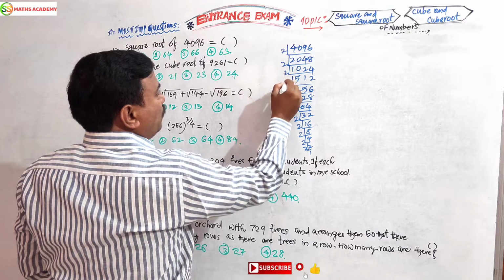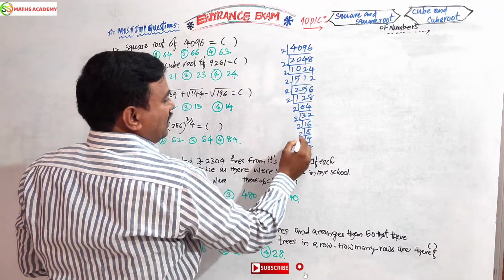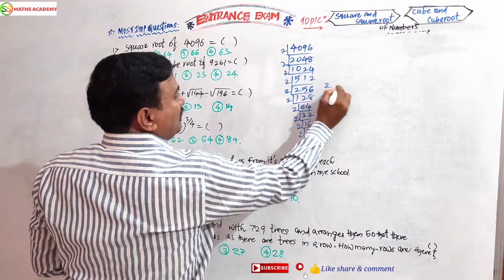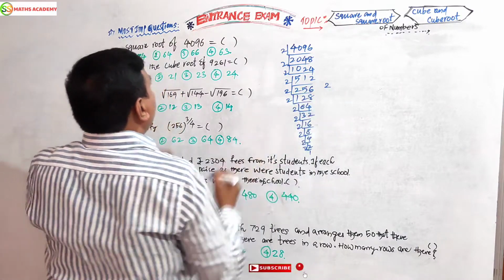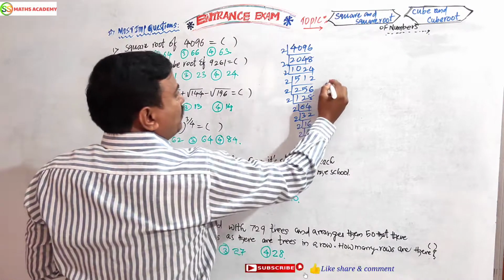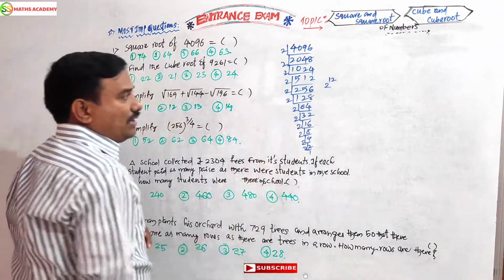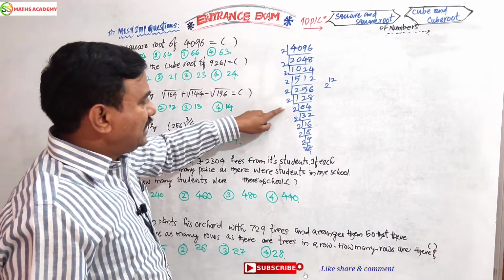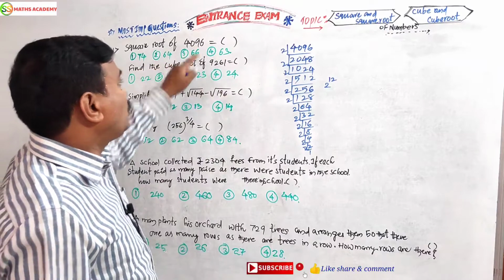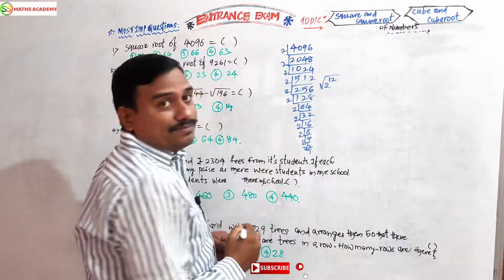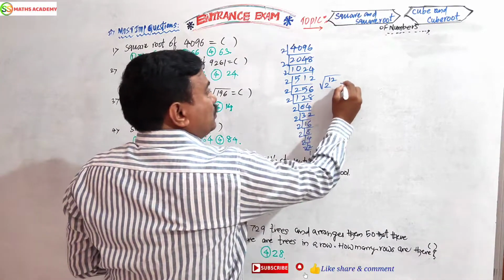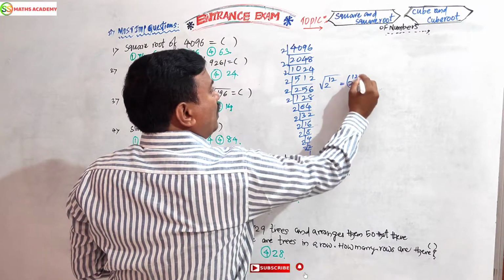1, 2, 3, 4, 5, 6, 7, 8, 9, 10, 11, 12. Yes. So we can write the number as 2 to the power of 12. We are getting 2 to the power of 12, 3, 6, 9, 12. Here, what is the question? Square root. So for 2 to the power of 12, the root value is half the power.